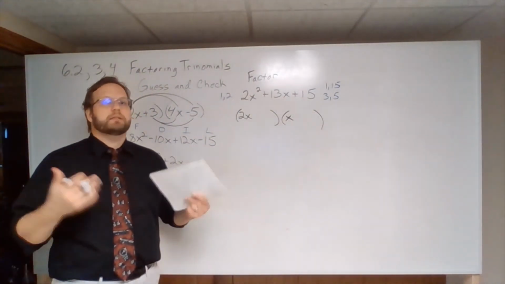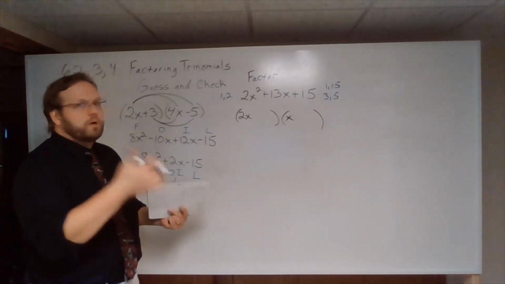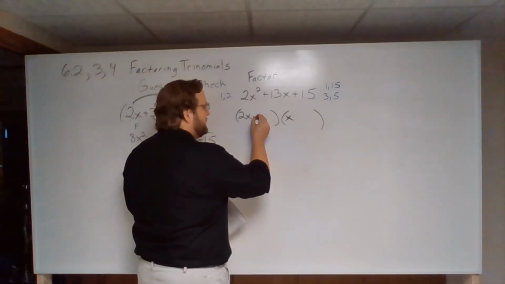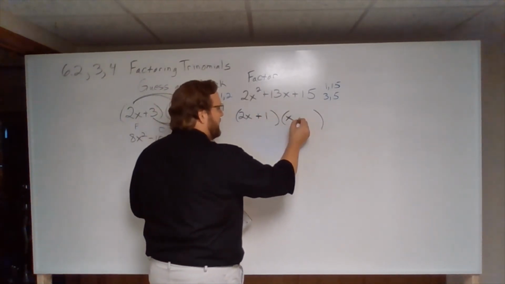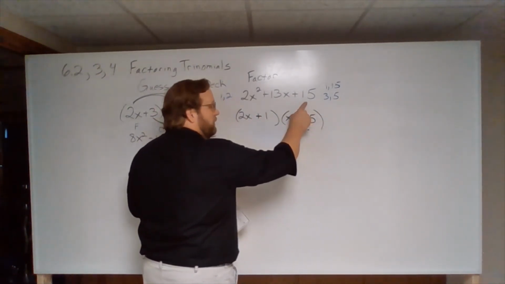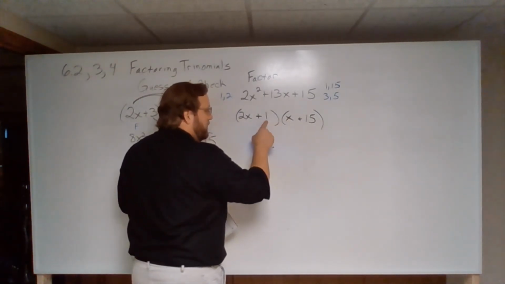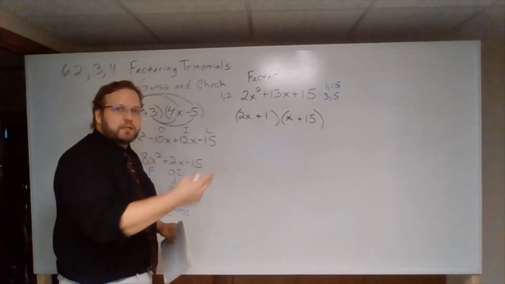Guess. Just make a guess. I'm going to go with the 1 and the 15. Okay, just for the sake of argument. So I want to have a 1 times a 15. That will give me that. So I guaranteed that 2x squared and 15 will be the first and the last.